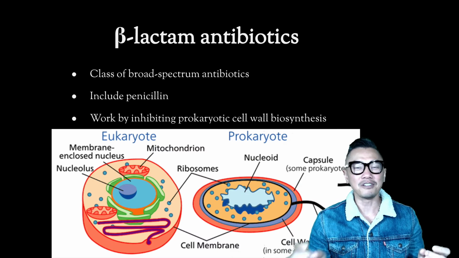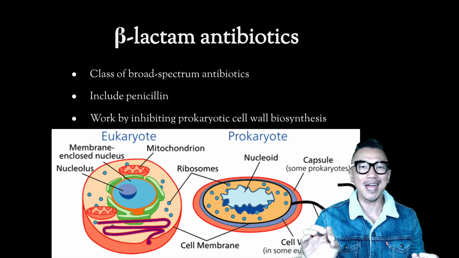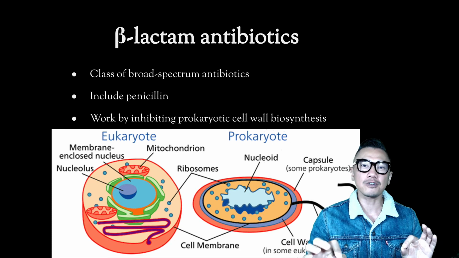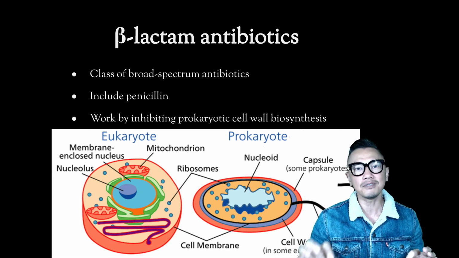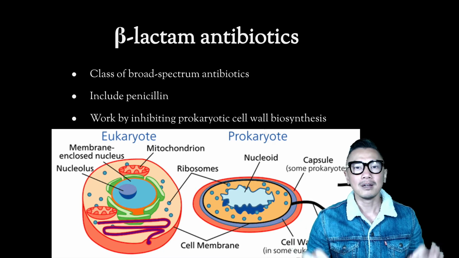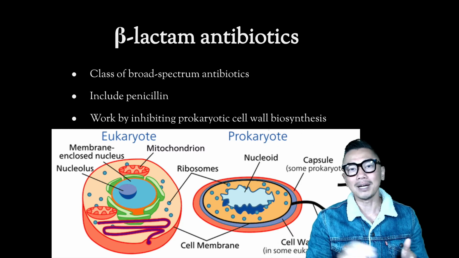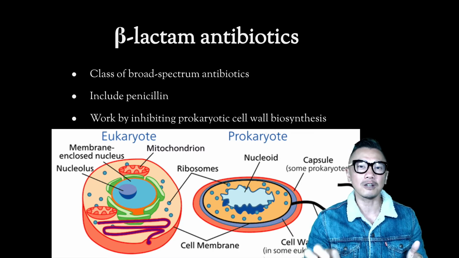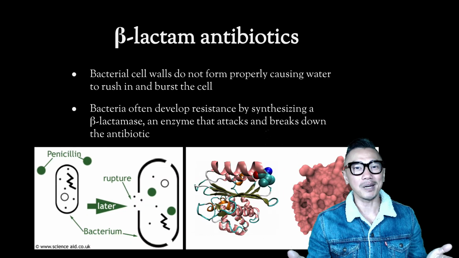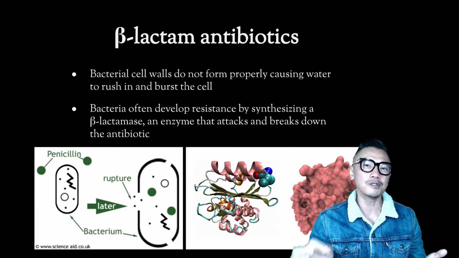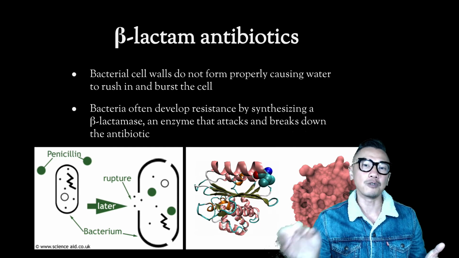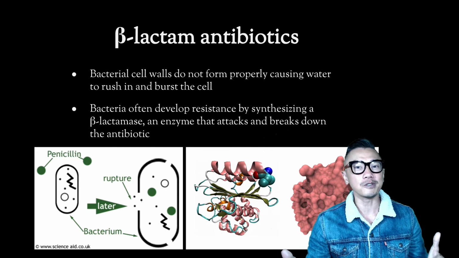Penicillin and methicillin fall into a class of broad-spectrum antibiotics called beta-lactam antibiotics. Broad spectrum refers to their being able to combat a number of different bacteria. Beta-lactam refers to their chemical structure. Beta-lactam antibiotics work by inhibiting the synthesis of prokaryotic cell walls. Because of this, bacterial cell walls do not form properly, causing water to rush in and burst the cell through osmosis.